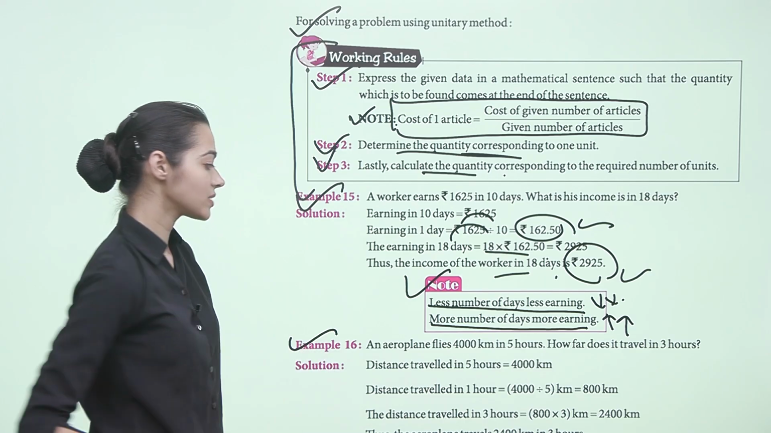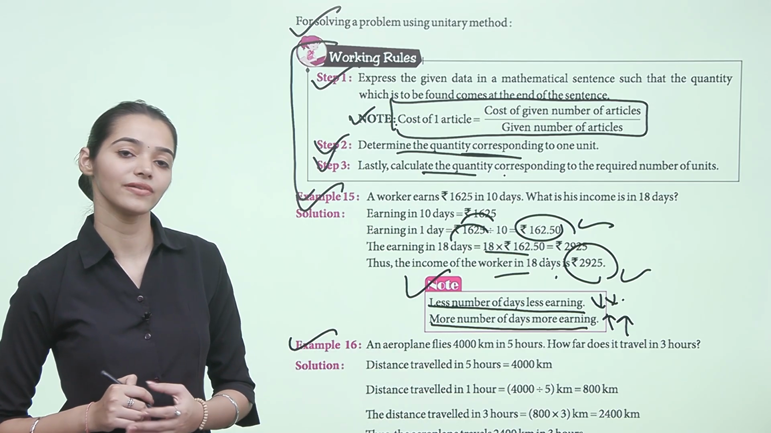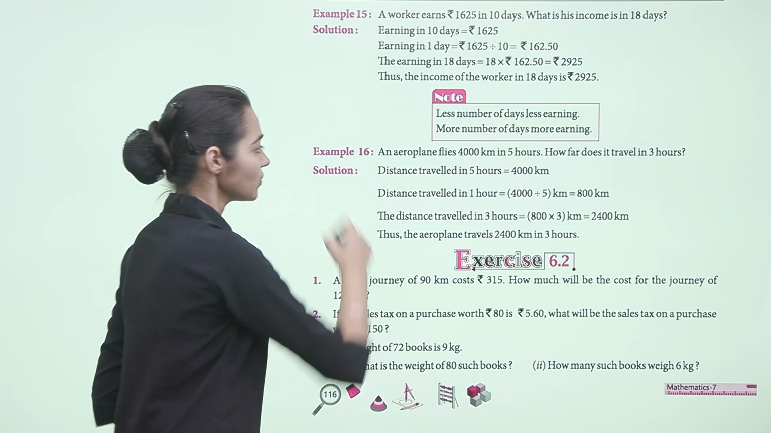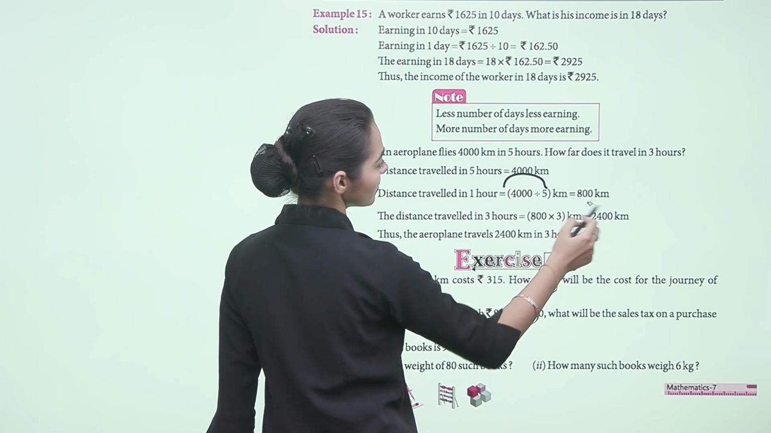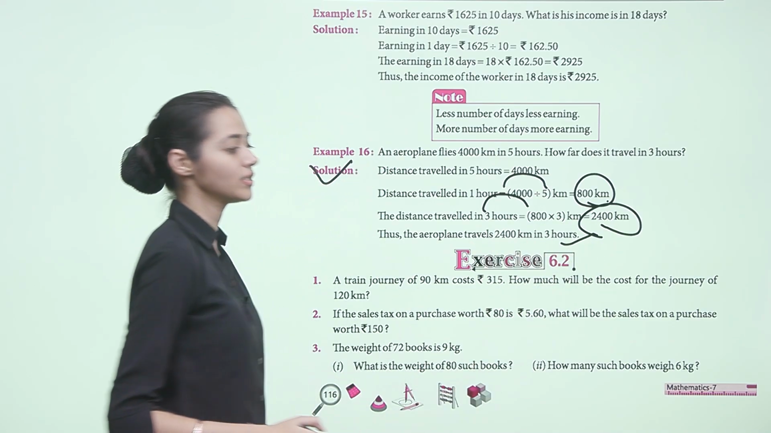Now next is our example number 16. An aeroplane flies this amount in 5 hours. How far does it travel in 3 hours? So the distance traveled in 5 hours is 4000 divided by 5, that is 800 kilometers. Then for 3 hours it is 2400 kilometers.